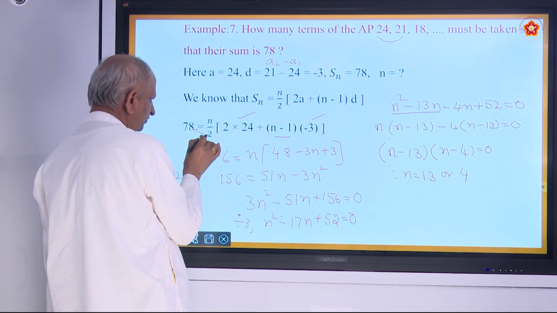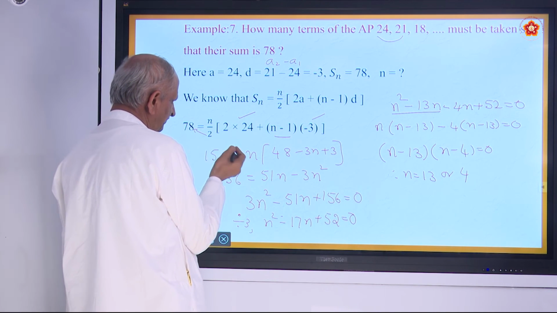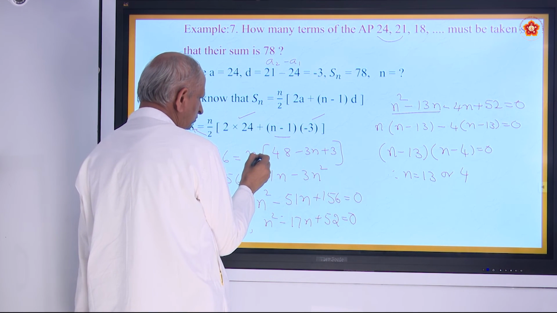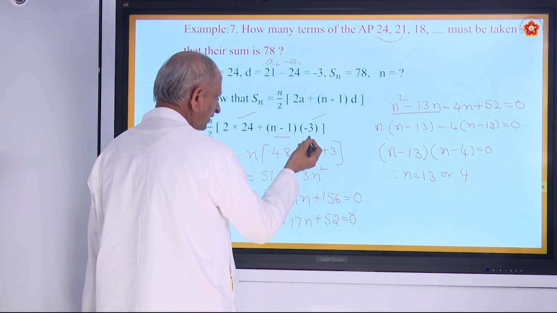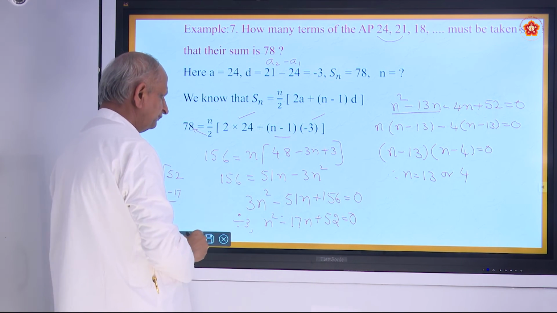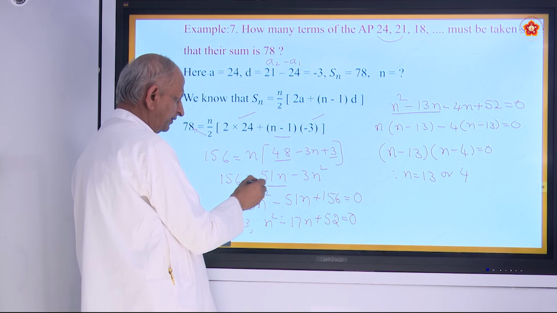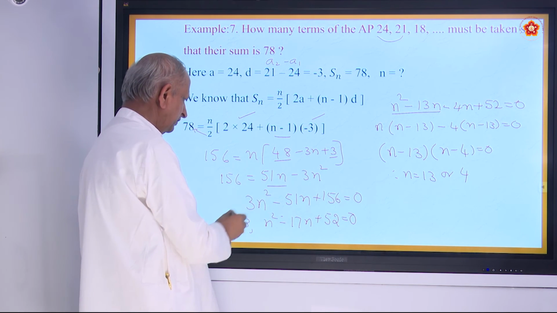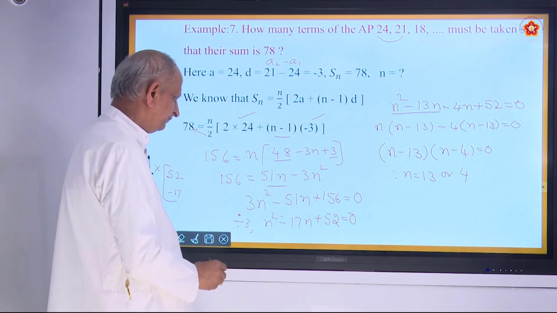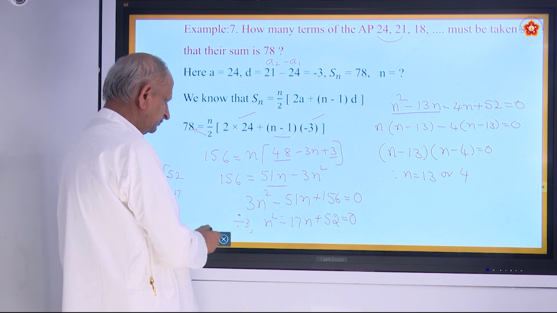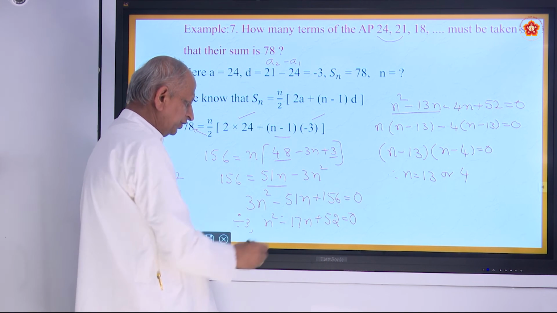So you have 78 into 2, that is 156, is equal to n into 48 minus 3n, minus into minus plus 3. So you have 48 plus 3, you add it, you get 51n minus 3n square. So bring this to the left side, you get 3n squared minus 51n plus 156 is equal to 0.